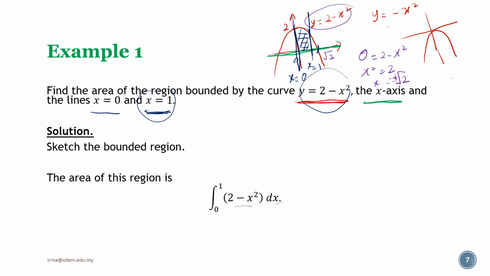You can integrate directly, where you will get: integrate 2, you will get 2x. Integrate negative x squared, you will get negative x cubed over 3. Excuse me. And then just put the limits of integration, 1 and 0. Then you'll get the answer, which is 1 2/3 unit squared, since this is area. So this is the final answer. Right? Okay, clear?